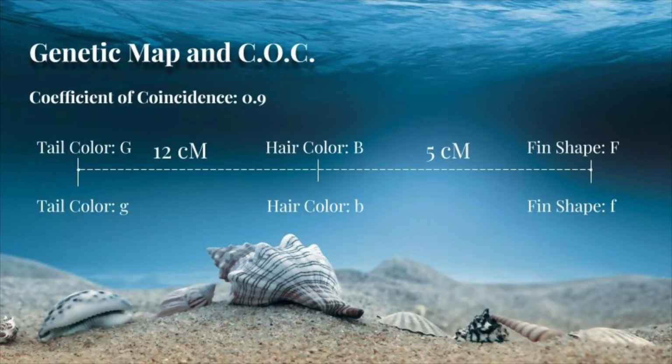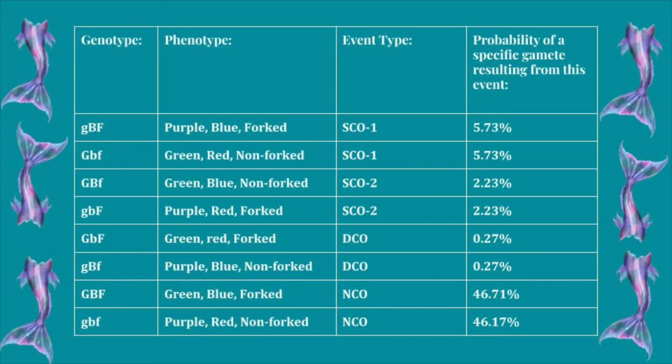In order to calculate the probability of specific gametes resulting from a given event, we will use the R1 distance between the tail color and hair color loci, which is 12 centimorgans, and the R2 distance between the hair color and fin shape loci, which is 5 centimorgans. For the coefficient of coincidence, we will use 0.9. Here we have the 8 possible phenotypes that will result from the F2 test cross.